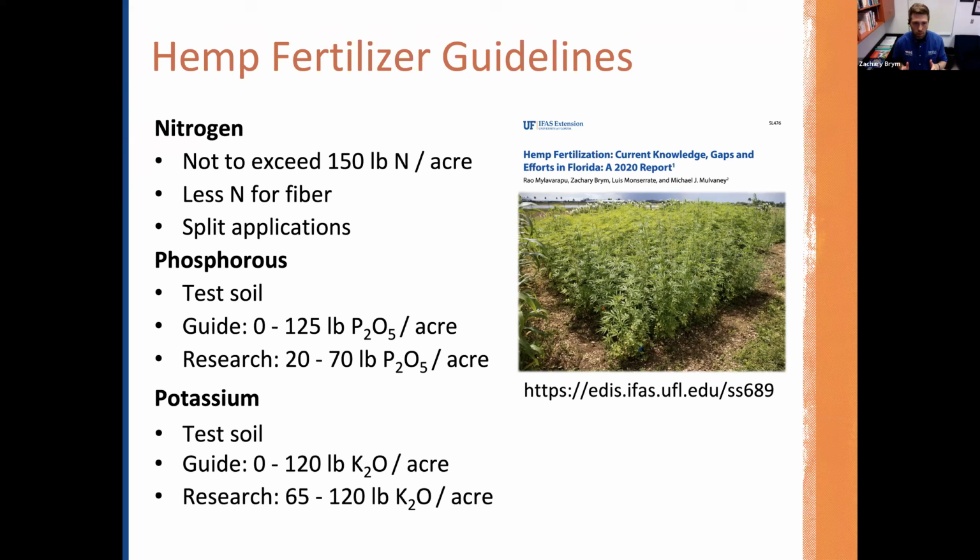But really, what we've seen from the research is something in the middle, somewhere between 20 to 70 pounds of P2O5. Potassium, something similar. Again, test your soil, know what's in there as background rates. What we were seeing from the research and from other states is somewhere between 0 and 100 pounds of K2O.